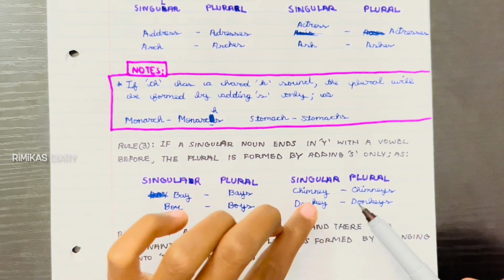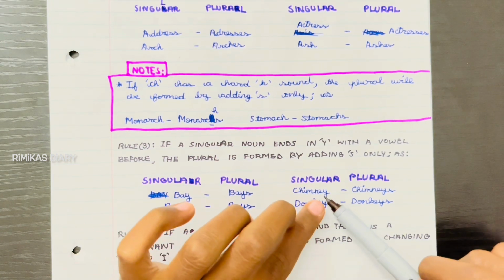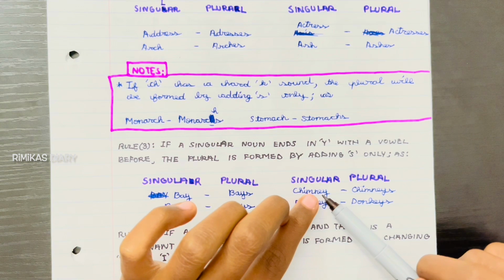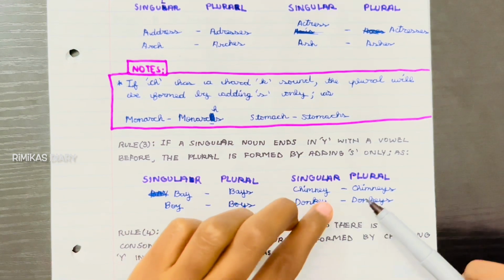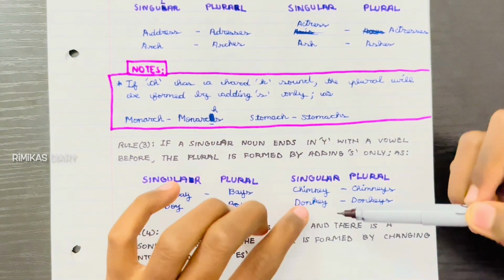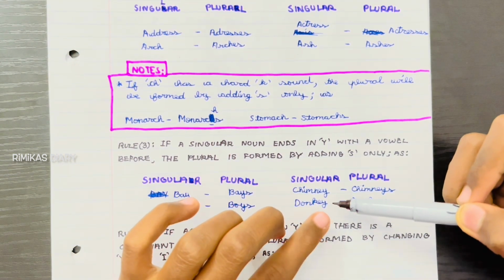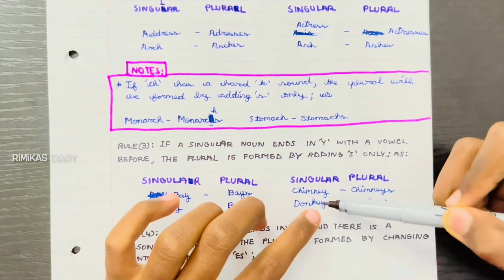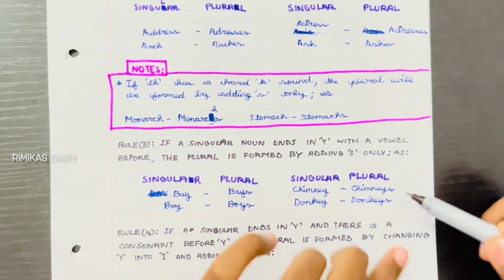Chimney. In the word chimney, there's y at the end and a vowel before y, so we put chimneys. Just add s at the end. In the word donkey, it ends with the letter y and there's a vowel right before y, which is e, so we add s at the end.